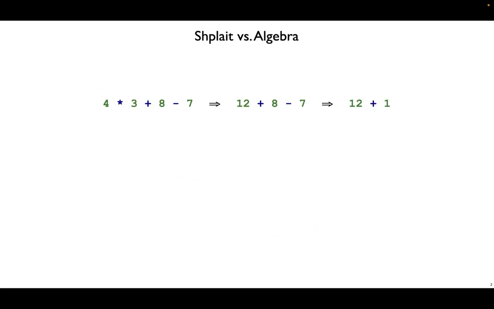Let's talk about evaluation strategies. Here on the left, we've got an arithmetic expression. If we run this in Shplait, we have to evaluate in a specific order. So Shplait has an evaluation strategy that's built into it, and that's the one that we're going to need to follow if we run this code through Shplait.